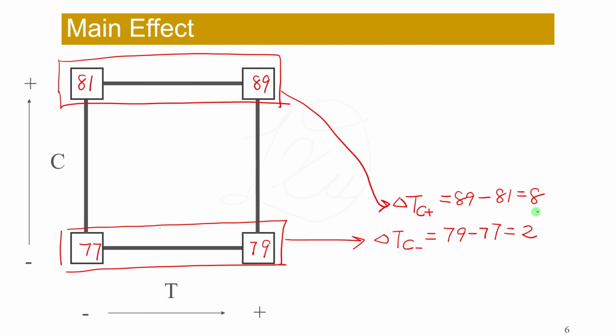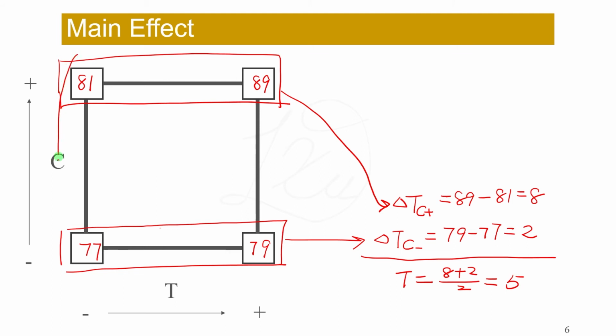The average of these two measures is called the main effect. So the main effect of temperature is denoted by T equals 8 plus 2 divided by 2 equals 5. We can perform a similar calculation for the main effect of chemical concentration.